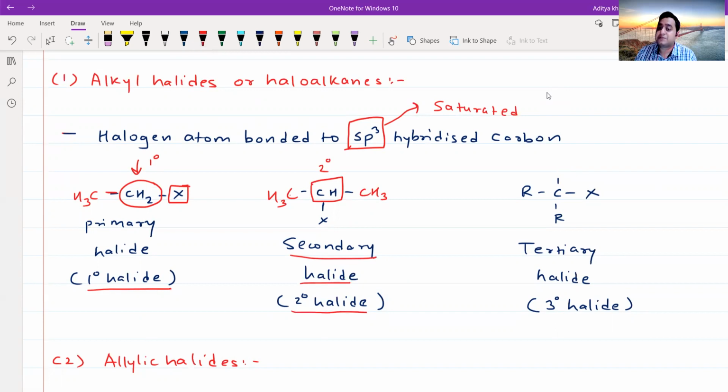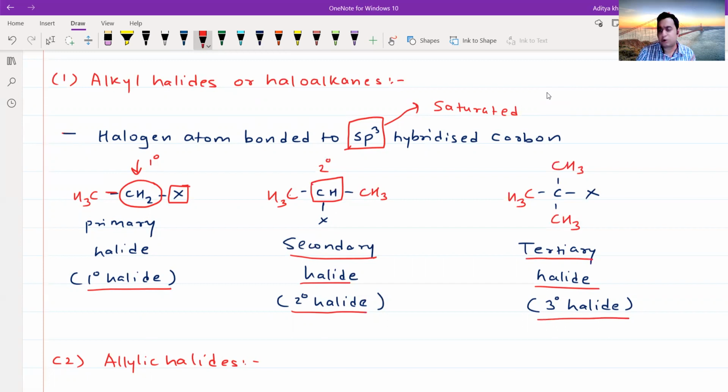Now what happens if our halogen-attached carbon is further attached to three different carbons? Then the compound will be classified as a tertiary halide or a 3-degree halide. So hope this is clear.